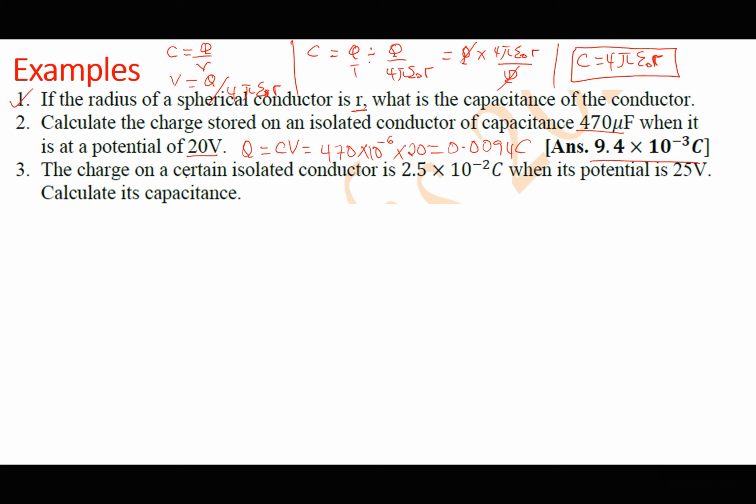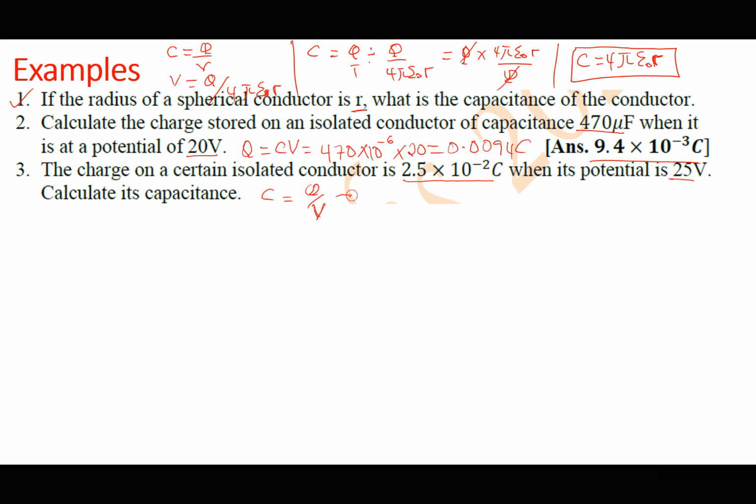Question number 3. The charge on a certain isolated conductor is 2.5 times 10 to the power of minus 2 coulombs when its potential is 25 volts. Calculate the capacitance. So capacitance is equal to charge over V. If you're a teacher, encourage your students to always write a formula. I always find challenges when we are marking exams, when the marking scheme tells us not to give a mark if there is no formula and the substitution is wrong. So if you're a teacher, encourage your students to write a formula so that even if they mess up the substitution, they still retain 1 mark for the formula.